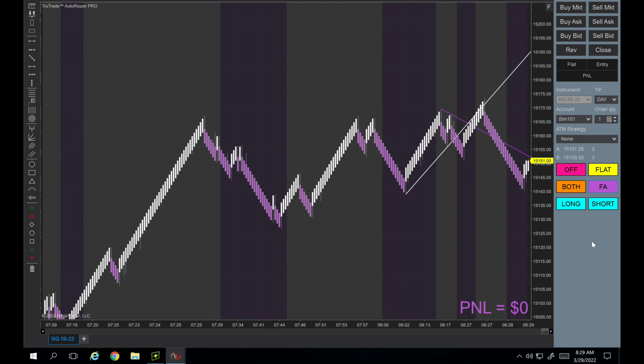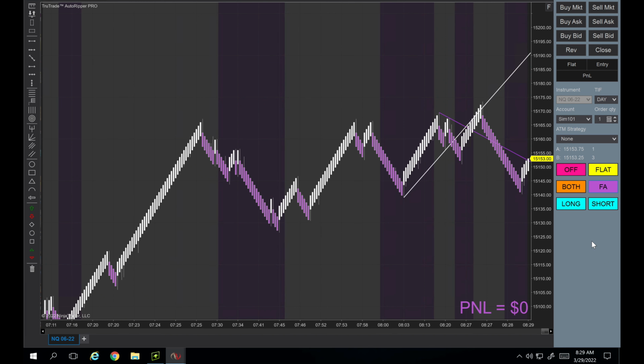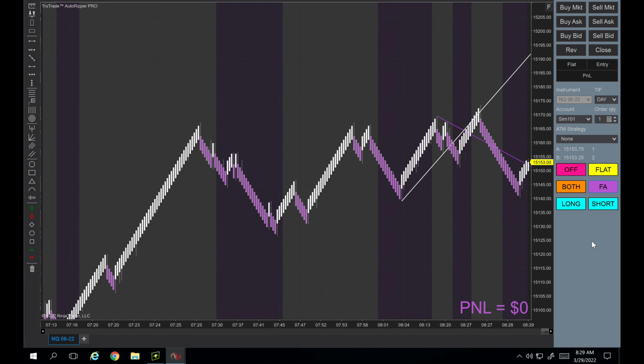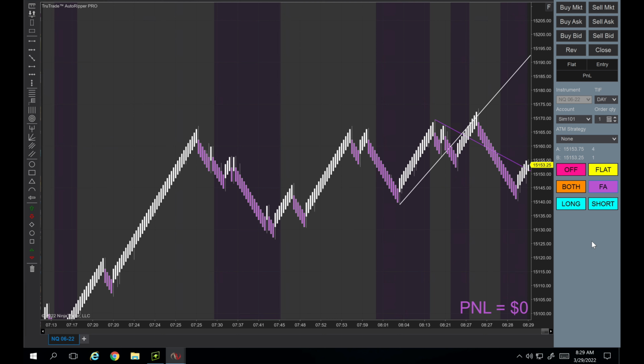So I'm waiting for the market to open, and once I see a move, I'll turn on the bot. That's usually my trick here. Not really a trick, but that's just what I do. The AutoRipper Pro works wonderfully when we have some strong momentum, and that's when I turn it on.